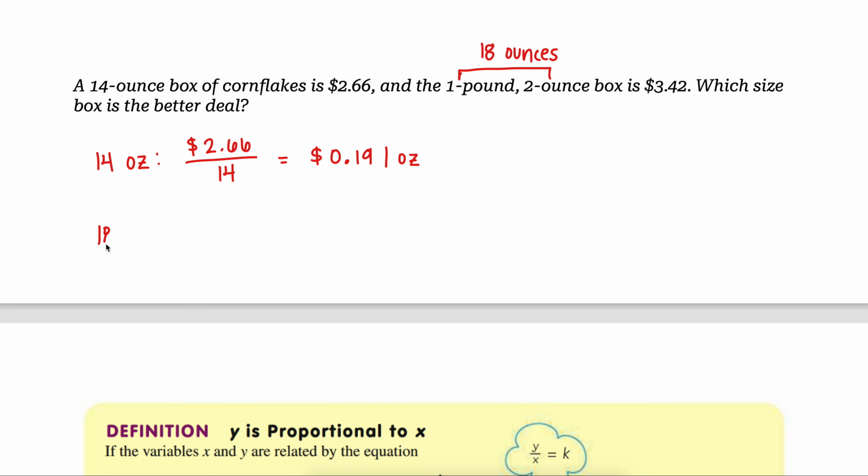For the 18-ounce box, do the same thing. Take the price, divide it by the number of ounces. And when you divide and round, you're going to get the exact same amount, 19 cents per ounce. So in this case, which size box is the better deal? They're exactly the same. Depends how many cornflakes you want to eat.